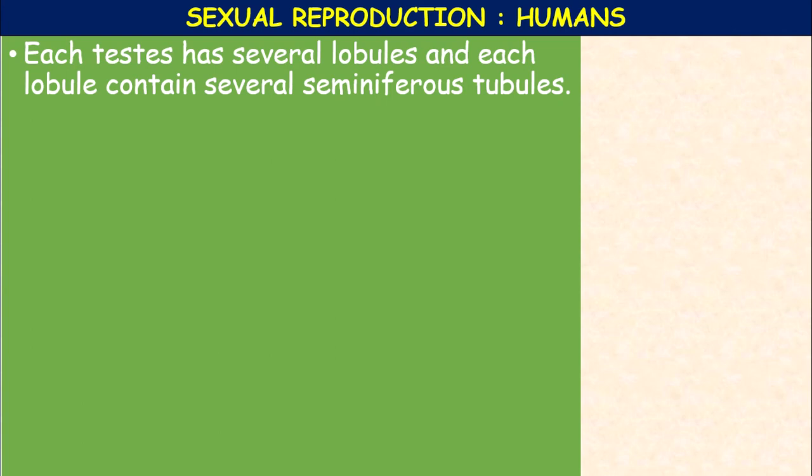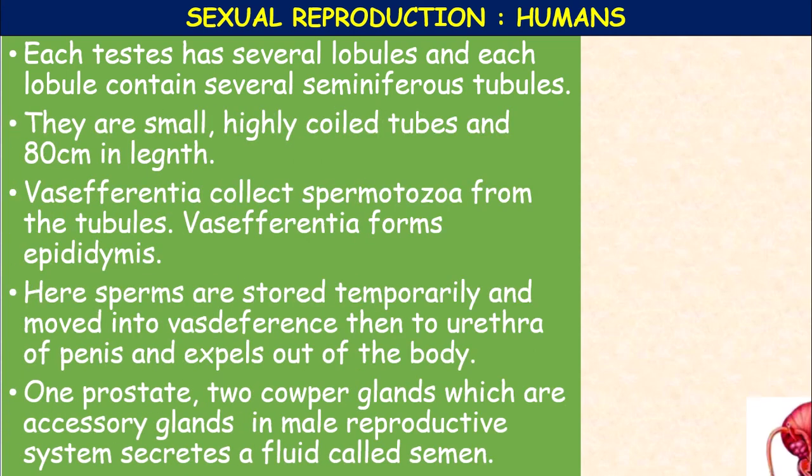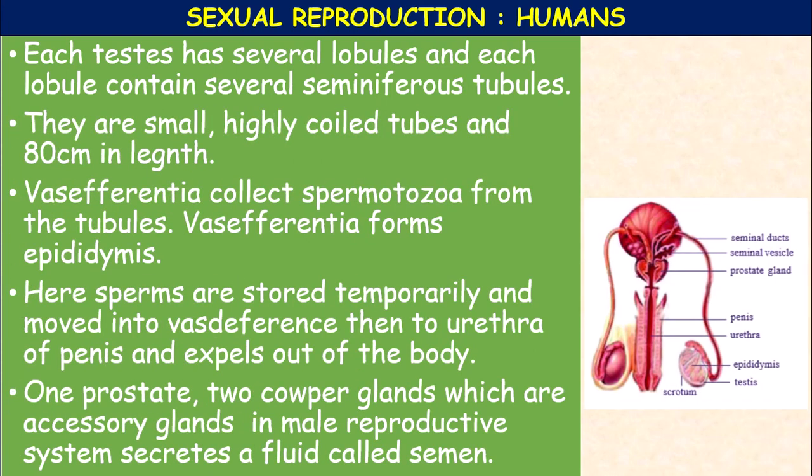Lobules of testis. Each testis has several lobules, and each lobule consists of tubules called seminiferous tubules. Okay. And the length is 80 centimeters. Next, ducts, vasa efferentia. Okay, they collect the spermatozoa from the tubules, and the vasa efferentia form the epididymis.